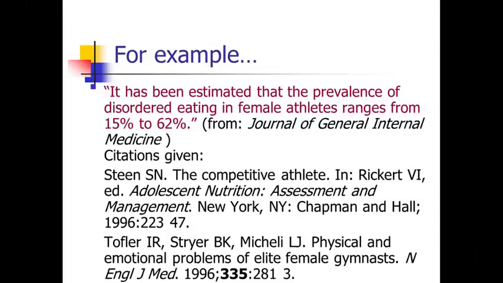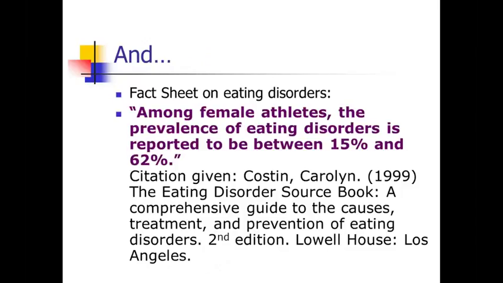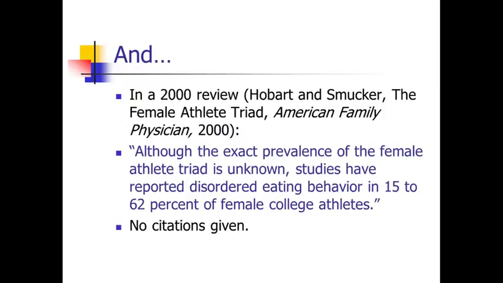But again, they're secondary sources. So notice that this was a paper from the early 2000s, and they referenced back to 1996. The original references go back further than that, as I'm going to show you in a minute. Here's another example. There was a fact sheet on eating disorders I found on the internet, and it gave a citation. Well, that citation was also a book. So they're citing a book rather than, again, an original source.